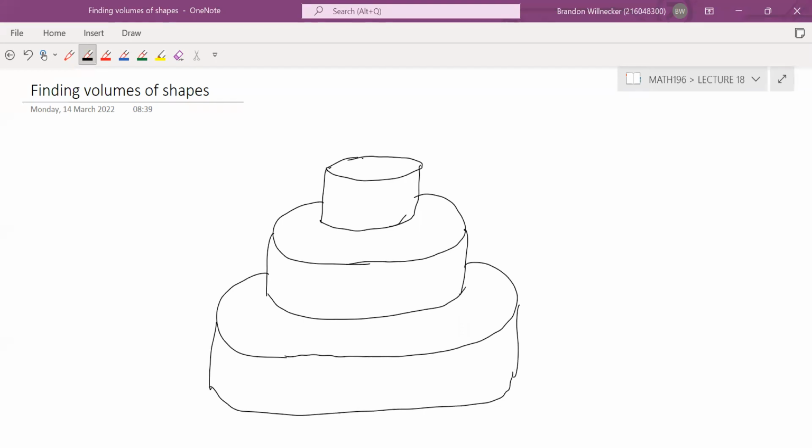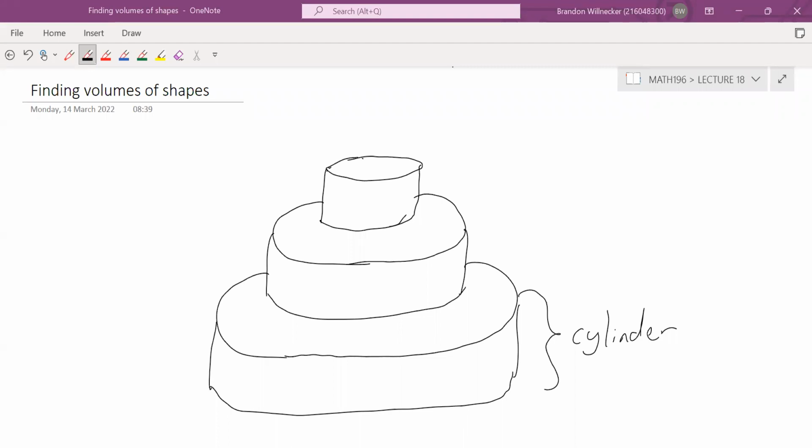Okay, so we've got some sort of cake like this and it's stacked. Each layer of this cake is some kind of cylinder. It's a very short cylinder with some radius. So this over here is a cylinder, and then they're stacked on top of each other. So my question to you is, how do we find the volume of this cake?